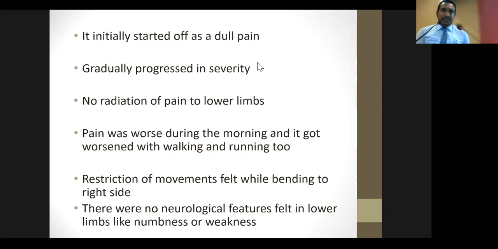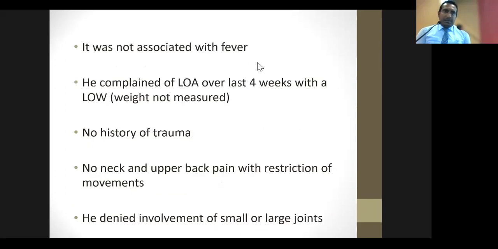There was no radiation of pain to the lower limbs. Pain was worse during the morning. It got worsened with activities like walking and running too. He said that there was restriction of movements felt while bending to the right side, but there were no neurological features felt in lower limbs like numbness or weakness. It was not associated with fever, but he complained of loss of appetite over the last 4 weeks with sensation of loss of weight. Weight was not measured, however.